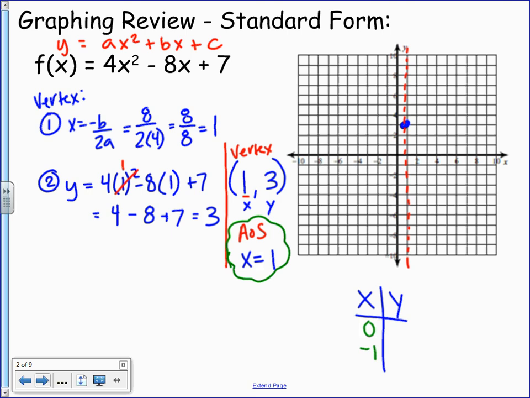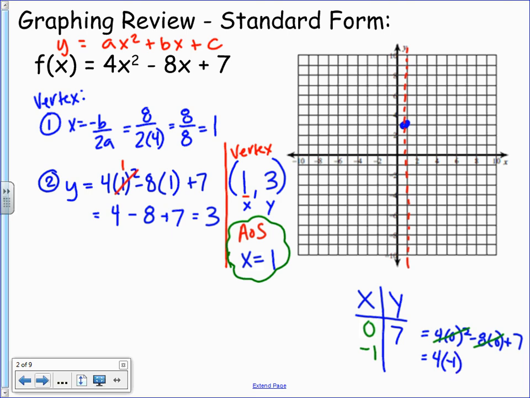Now I'm going to take these x values and plug them back into that original equation. F of x equals 4 times 0 squared minus 8 times 0 plus 7. The nice thing about using 0 is it's pretty easy to evaluate in standard form. 4 times 0 squared is just 0. 8 times 0 is just 0. So when I plug 0 in, I get 7 out for y. I'll repeat the same process for negative 1.